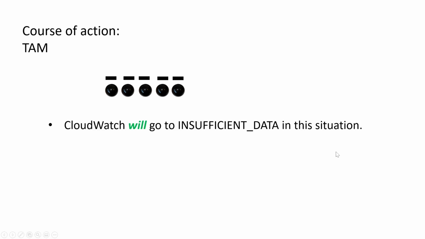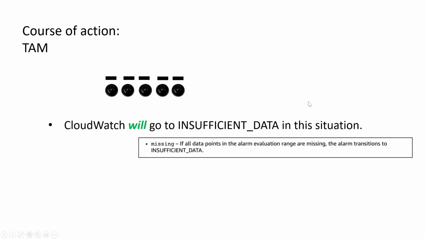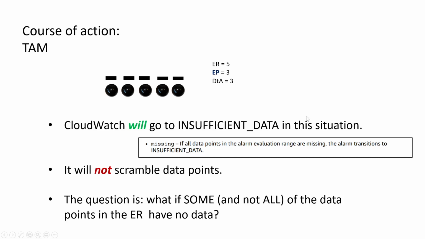So it's clear that CloudWatch will go to insufficient data in this situation. No data, no data, no data, no data, no data. Okay, and it won't scramble. I'm pretty sure that it won't scramble, even though I've associated the idea of scrambling with treat as missing. But it's not going to be saying something false there.